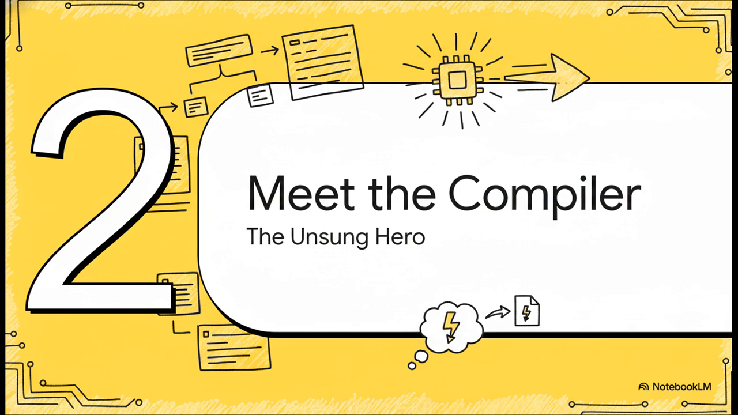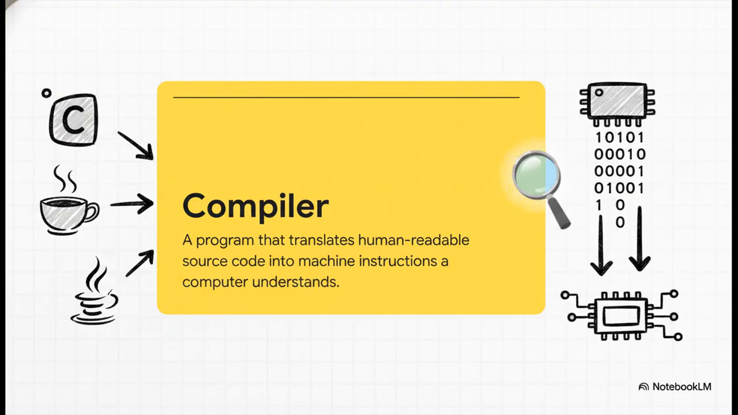Okay, to really get how this all works, we need to meet the main character in our story. It's a program that most people have never even heard of, but you and we use it every single day. Let's meet the compiler. At its most basic level, a compiler is just a translator. You see, programmers write code in languages like C or Swift or Java, languages that are built for humans to read and understand. But your computer or your phone, it only understands machine code, basically a long stream of ones and zeros. The compiler is the bridge that closes that gap.